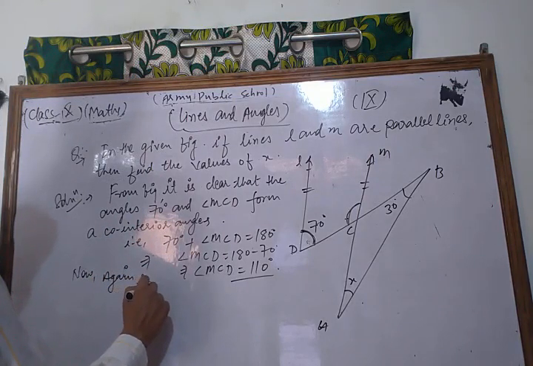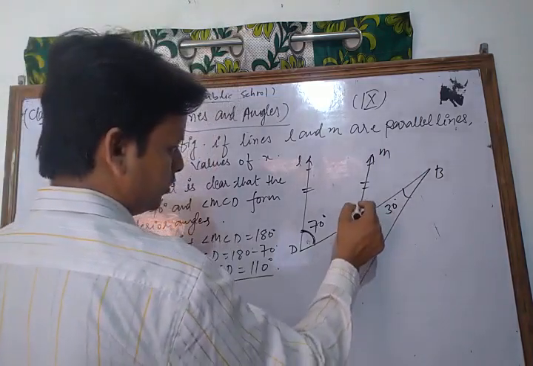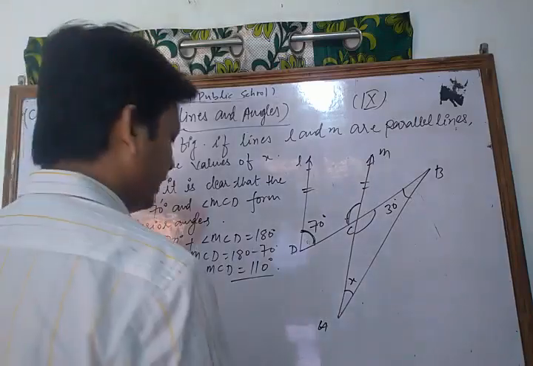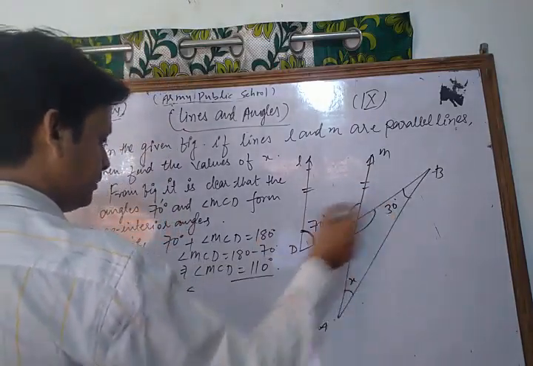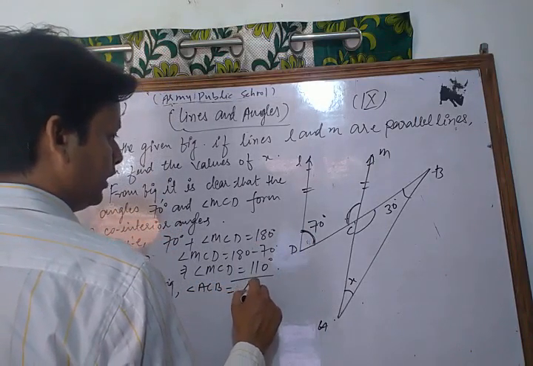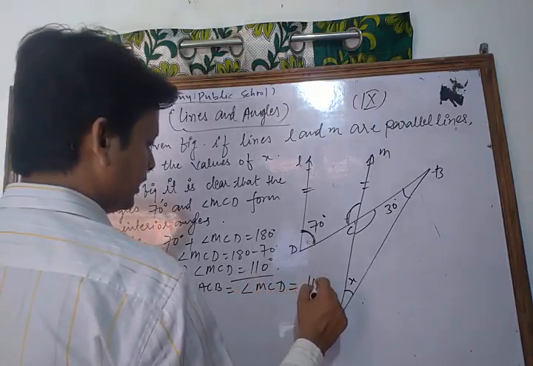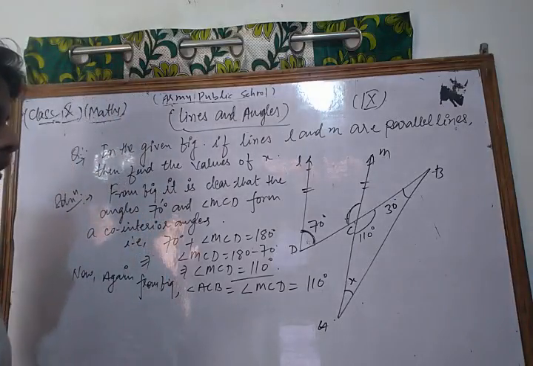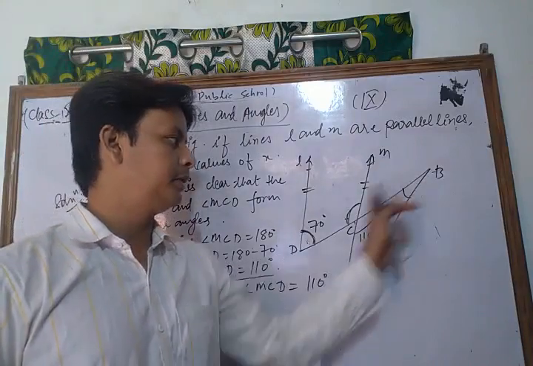Now again from the figure, that angle is also equal to this because they form vertically opposite angles. Again from the figure, angle ACB is equal to angle MCD, that is angle ACB is equal to 110 degree. Now we apply the angle sum property in triangle ABC.